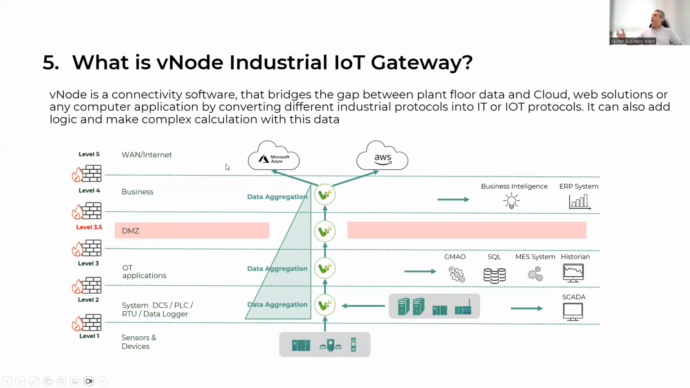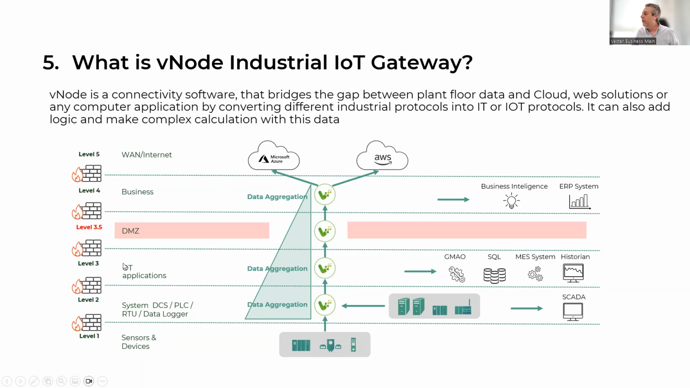So what is vNode and what is Industrial IoT Gateway? Okay, so here, if you can see, this graphic represents different levels or different networks inside, of course, a big industry or a big company. So we have a control network separated through a firewall from the OT network where the PLCs and the RTUs and the DCSs are living.